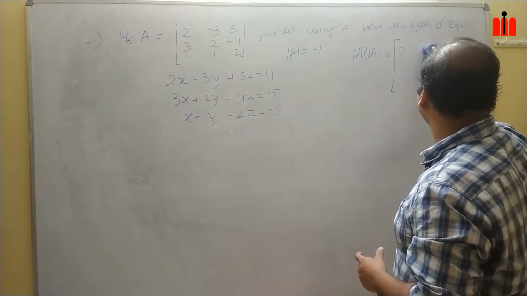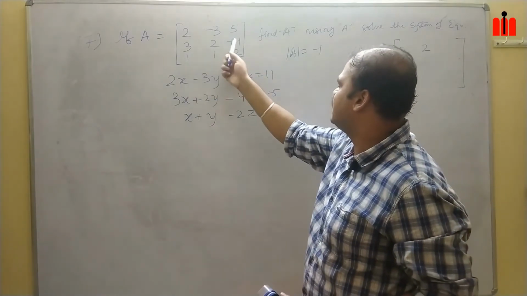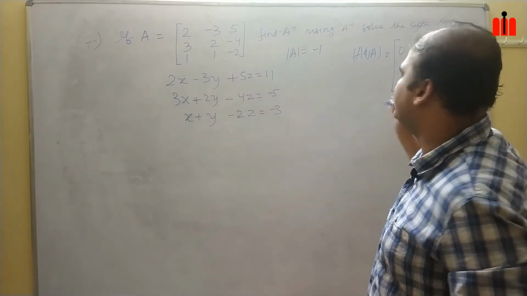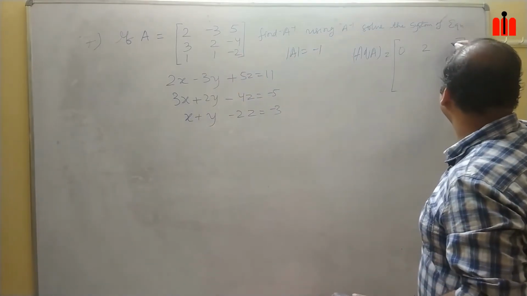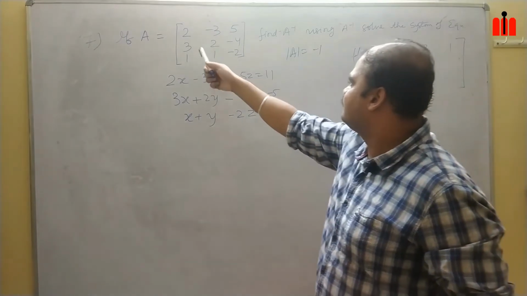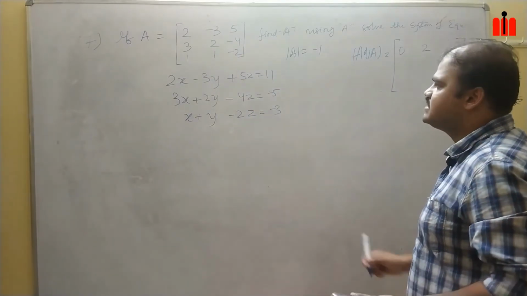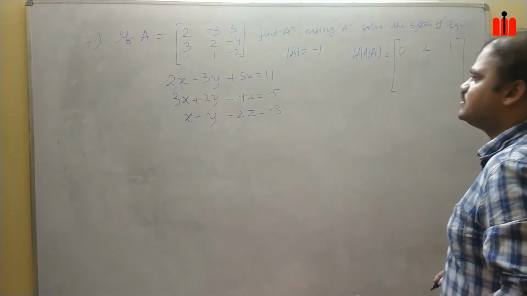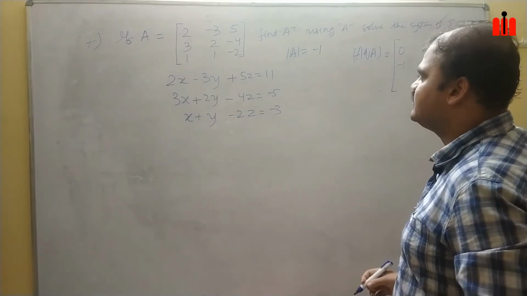Minus 6 plus 4 is minus 2, so here it will become 2. For 5, 3 minus 2 is 1, so the cofactor for 5 is 1. For 3, the cofactor is minus 6 minus 5, so 3, 6 minus 5, it is 1. Here it is the negative of the minor, so minus 1.